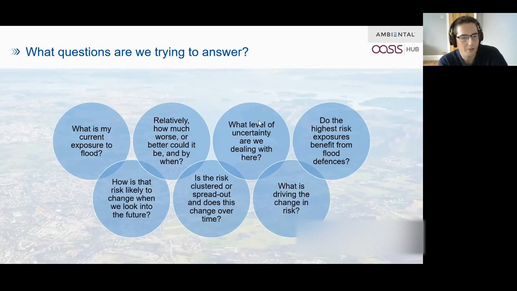So I'm going to talk about climate change modelling and flood for a bit, and it's tricky when we talk about climate change. It's probably a good idea to first think about why. What are some of the questions that we're looking to answer?